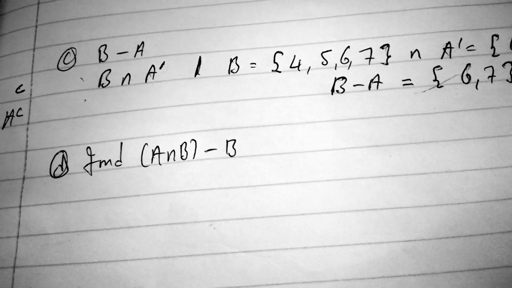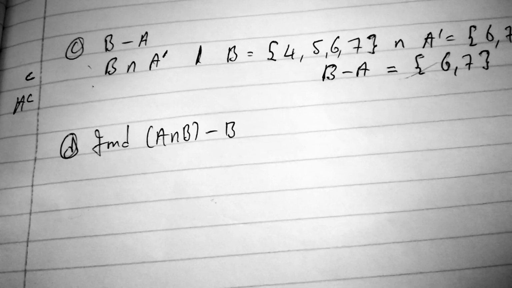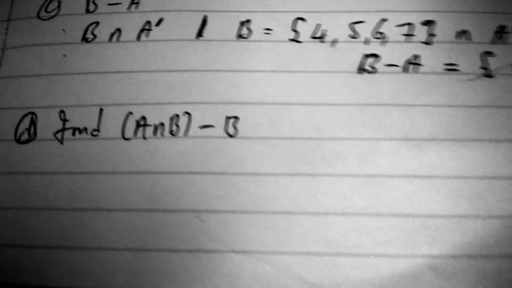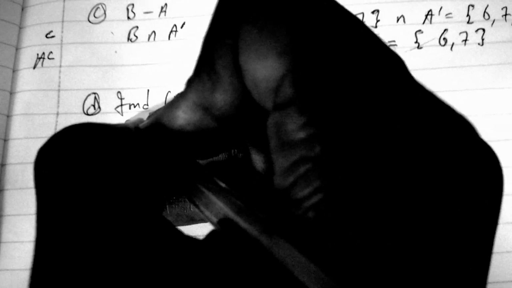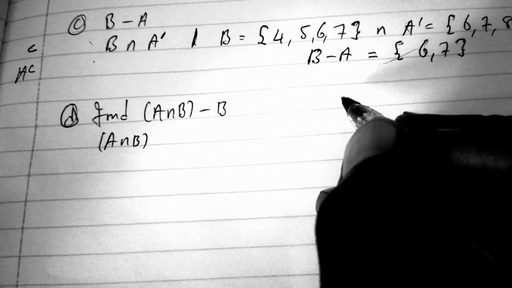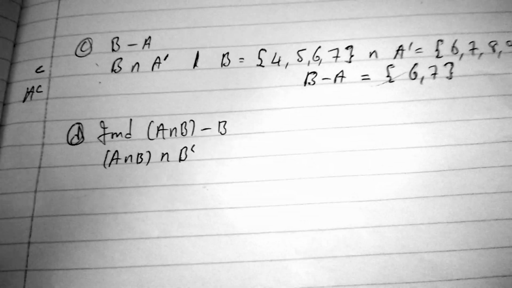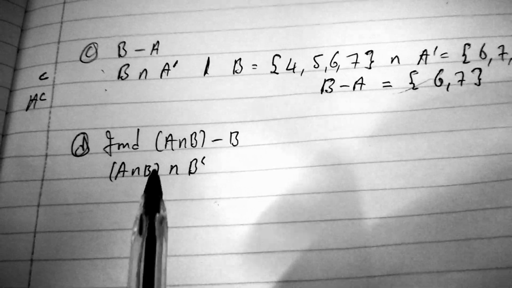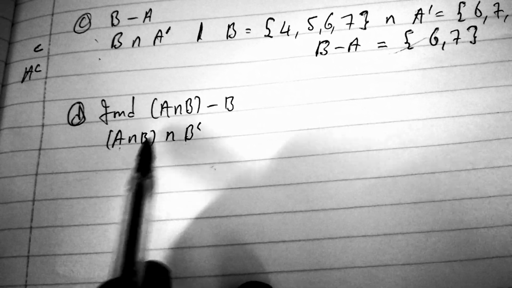Alright, so we're finding A intersection B minus B. So it's the same concept that we're using here. So we'll write it in this form. We'll say our A intersection B, since I'm saying A intersection B minus B, so it will be intersection B complement, right? So let's first list what's in A intersection B.